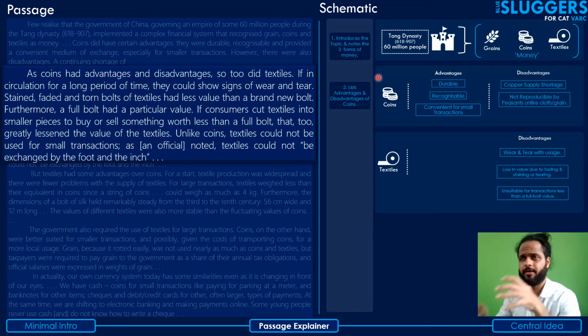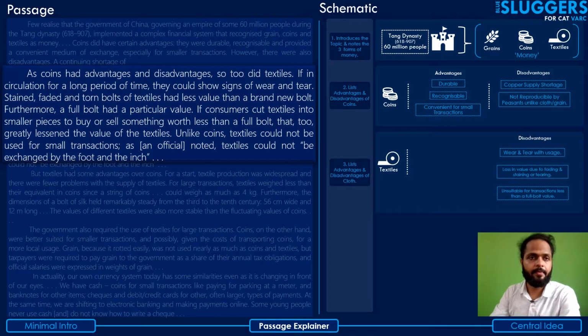Another is that if people wanted to conduct some small transactions, the value of which would be lesser than one complete full bolt, they did not really have the option of cutting the cloth. Well, they did have the option, but in that case the value of the actual bolt of cloth will decrease drastically. So it will not be economically viable for them to cut parts of fabric from the bolt of cloth and use it for smaller transactions. So right, that was another disadvantage there. So in this paragraph, what he has done is list the disadvantages of textiles, and in the next one he'll probably talk about the advantages.